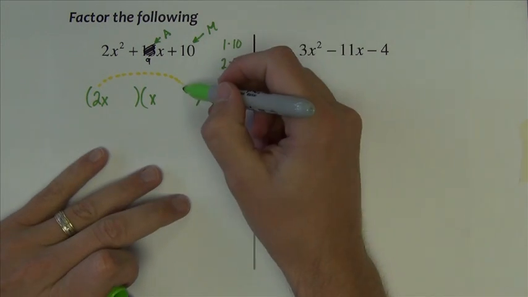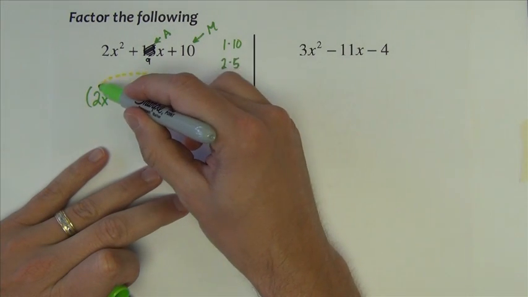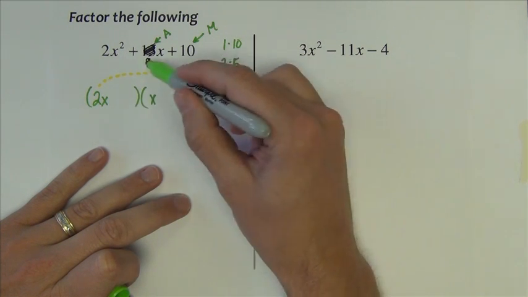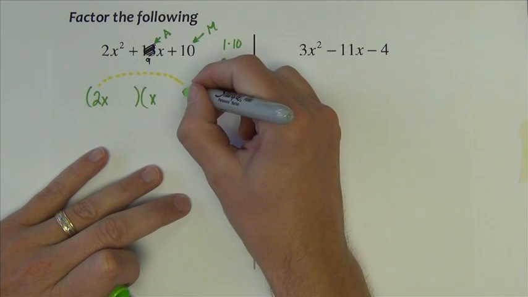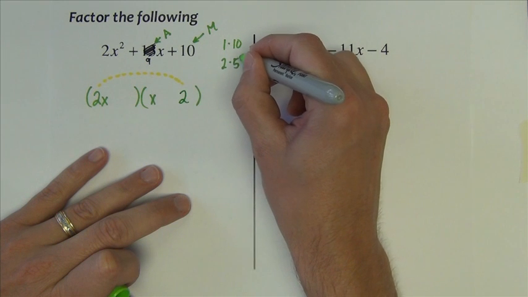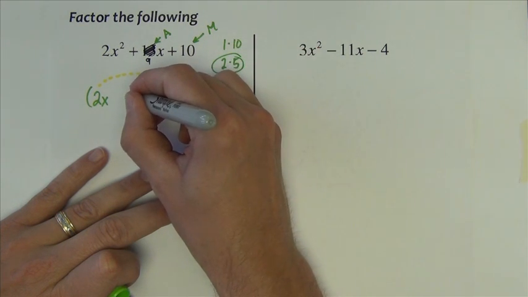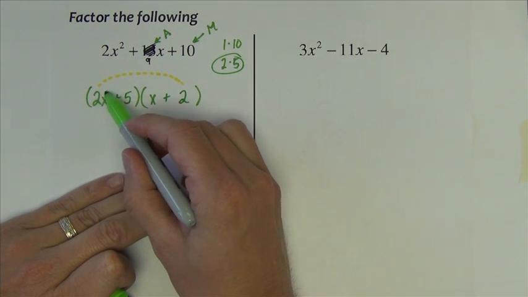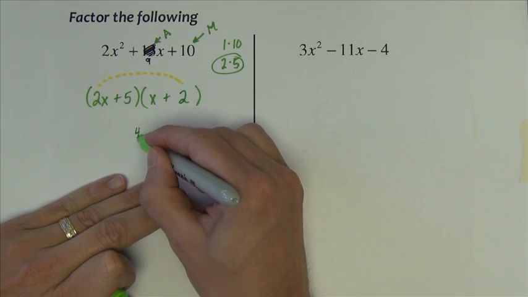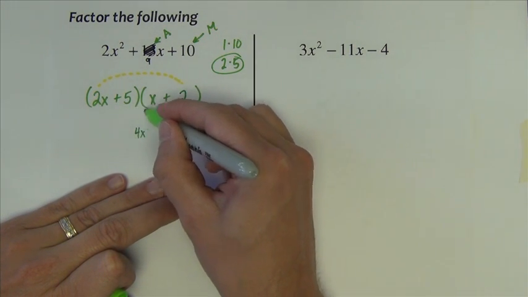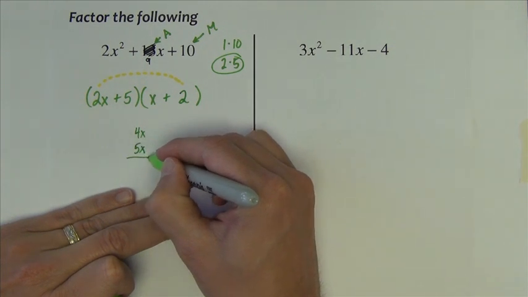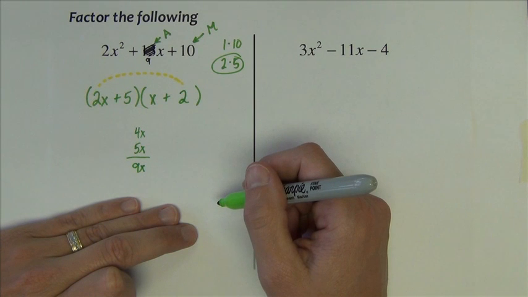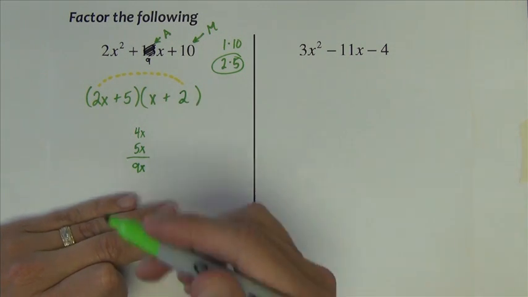Alright, so what number should we place here such that 2 times that number plus the other one is going to give us the 9? Well, I'm going to want to put the 2 from the 2, 5 combination. Okay, so let's check. 2 times 2 makes 4x. 5 times x makes 5x. These add to 9x. Okay, sorry about the typo, but that's it.